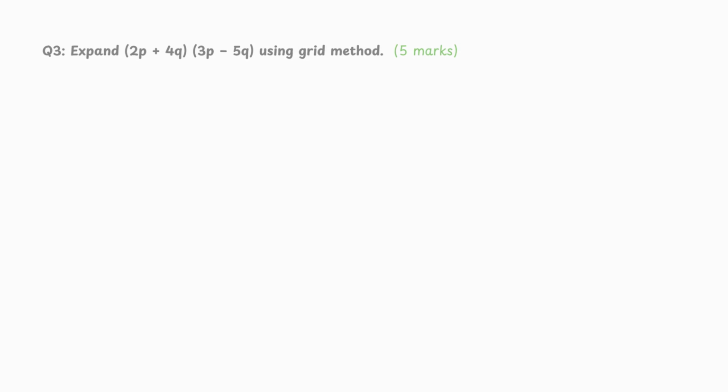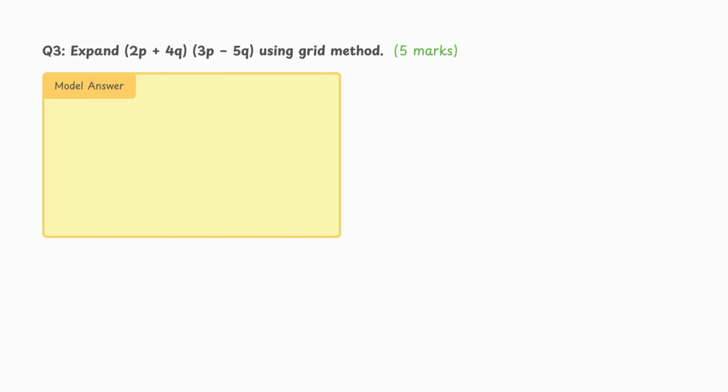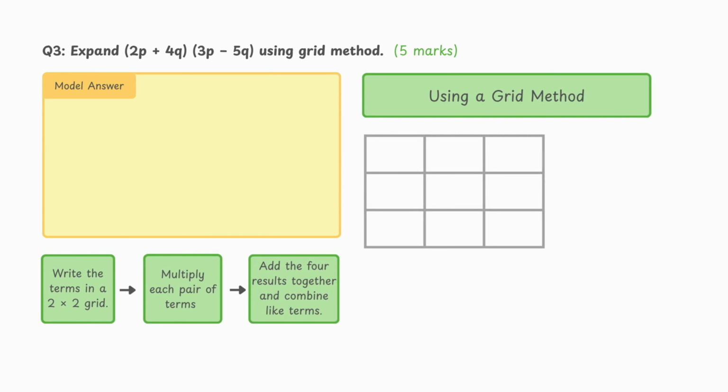Now let's move to the last question. Expand 2p plus 4q times 3p minus 5q using the grid method. This question is worth 5 marks. Let's solve it using the grid method. First, write the terms in a 2x2 grid. Now multiply each pair of terms.